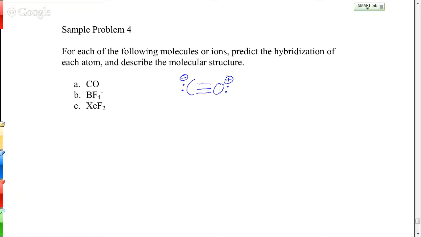Okay, what about hybridization? What do we think of the hybridization for carbon and for oxygen here? There's no central atom, but we can still talk about the number of electron groups for each atom and determine a hybridization. So what's the hybridization of carbon here? Yeah, sp: 2 electron groups, 2 hybrid orbitals, and the same for oxygen, just like N2, just like nitrogen.